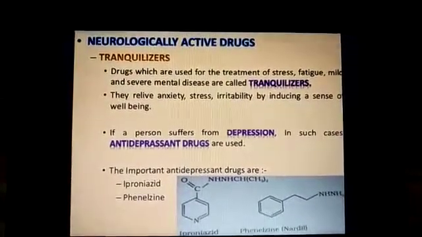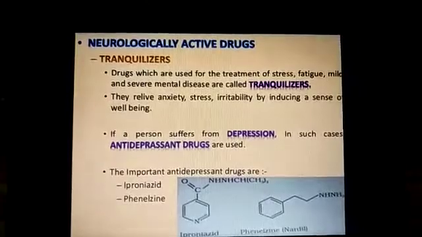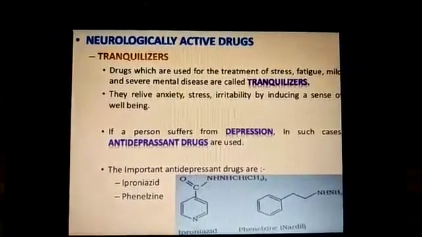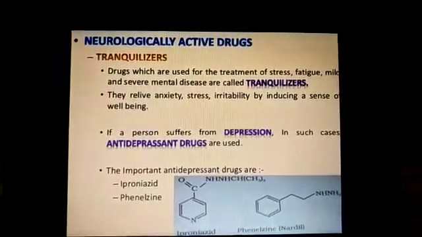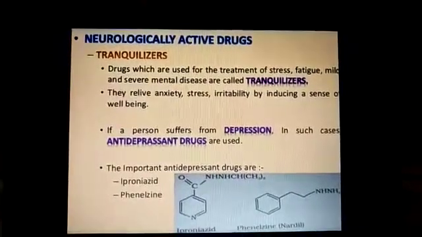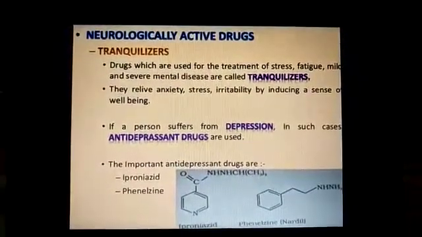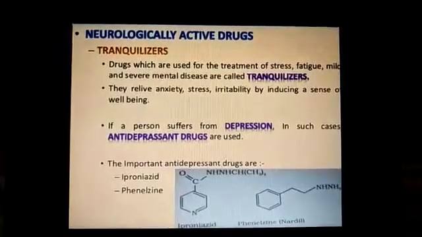If a person suffers from depression, in such cases antidepressant drugs are used. The important antidepressant drugs are iproniazid and phenelzine. Phenelzine is also known as Nardil.